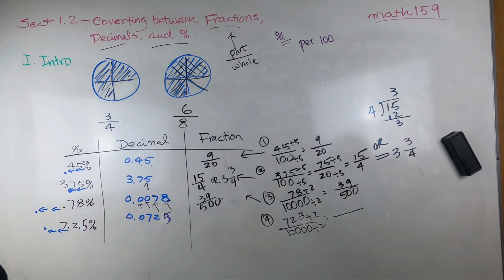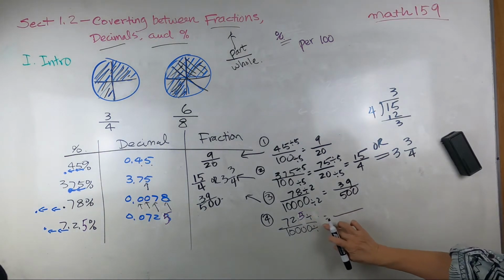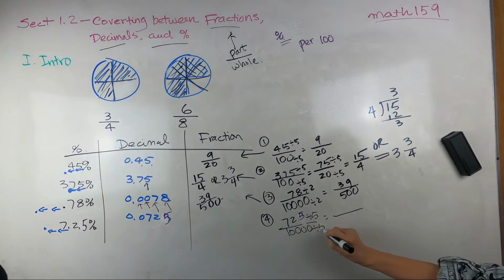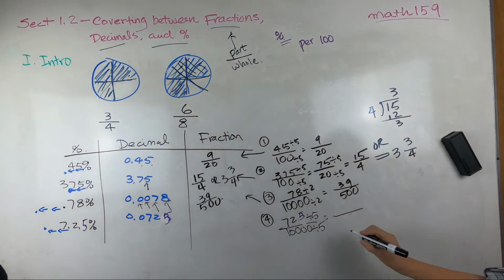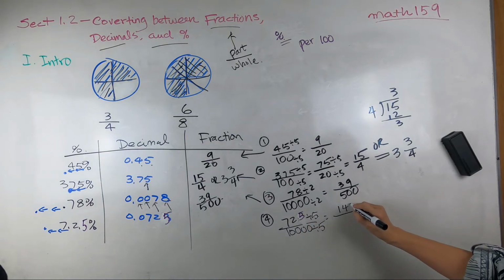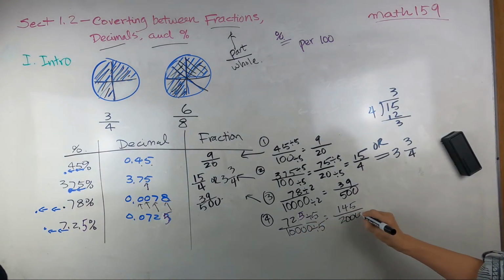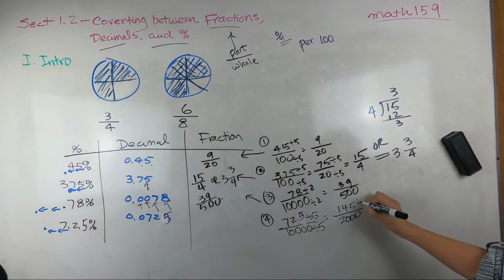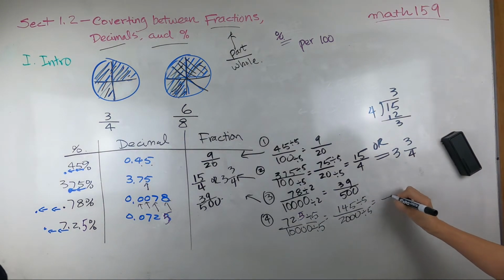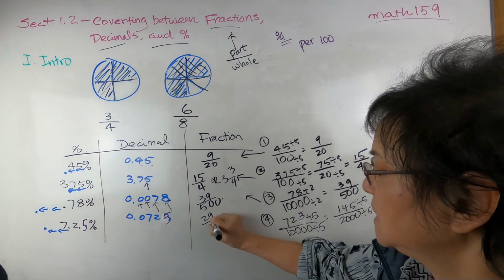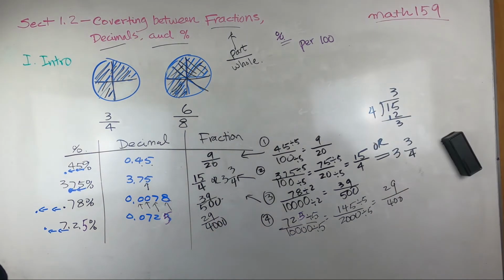Then we cannot divide it by 2 anymore. What do? Divide it by 5. So that would be what? 145. That would be 2,000. Then we can divide it by 5 again. So that would be 29 over 4,000. Is that right?